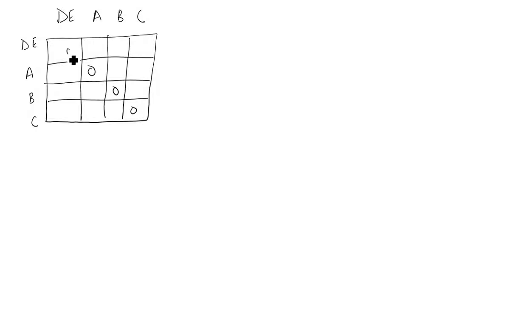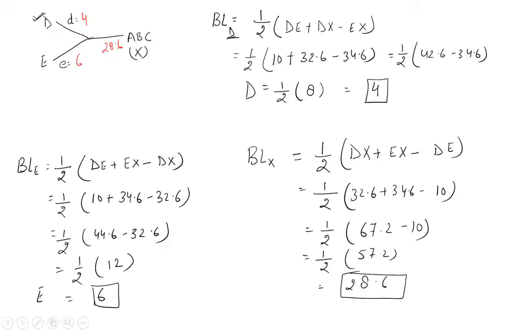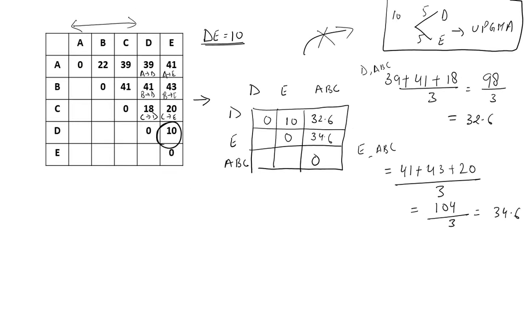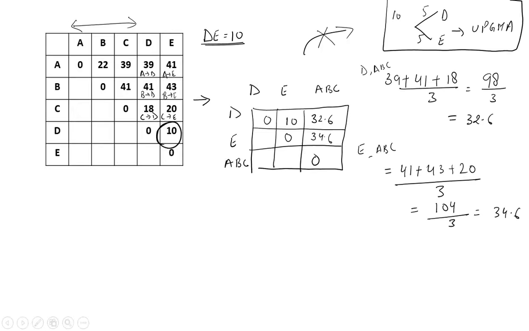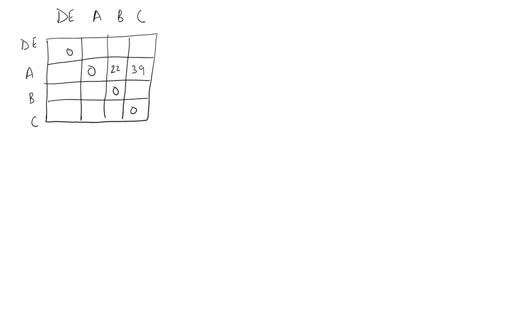So these values are 0. A to B is directly available in this matrix, that is 22. So this is 22. This is 39. And B to C is 41. And this one is 41. But these values are not available in the matrix.